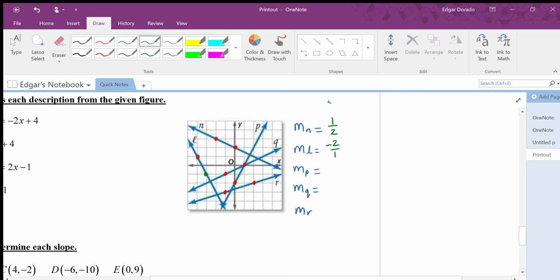Line P, what are two good points? They're right there, this one and this one. So I go up 2, right 1. Remember, rise or fall first and then run. And then my slope for Q, let's see. This one and this one are good. So up 1, right 2. And then finally, what's a good one? Right here. That's my R. So I go up 1, right 3.